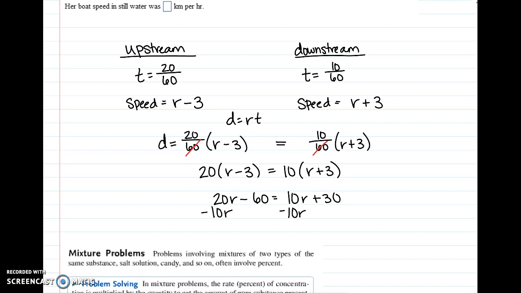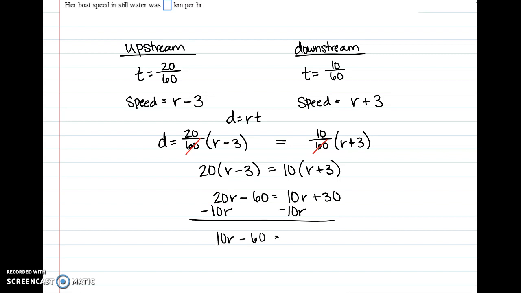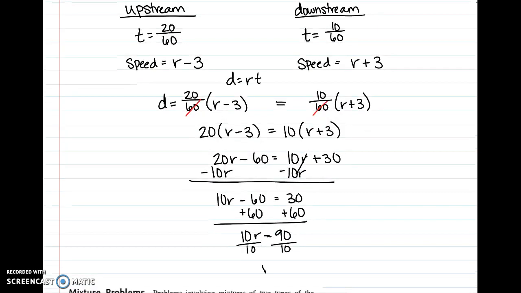So I'm going to get my r terms together. I subtract 10r from both sides. I'm going to add 60 to both sides, and I get 10r equals 90. Divide both sides by 10. So that means that r equals 9 kilometers per hour. So in completely still water, she would be getting a boat speed of 9 kilometers per hour.